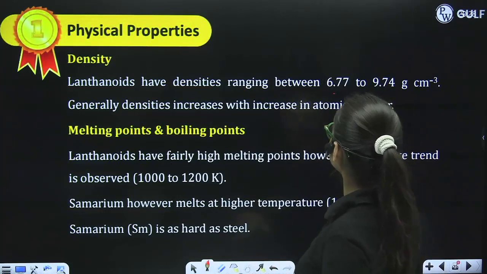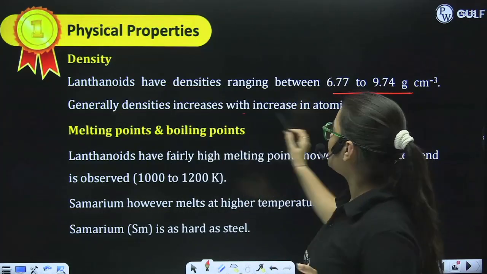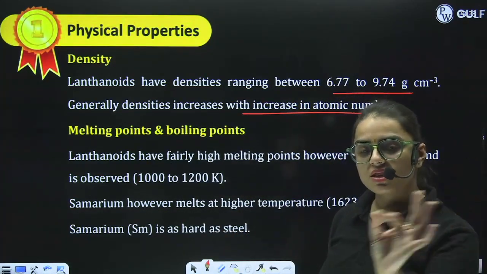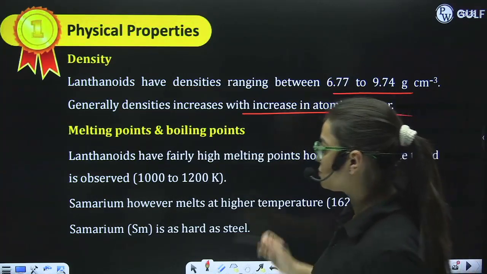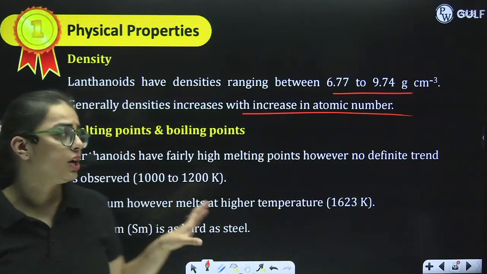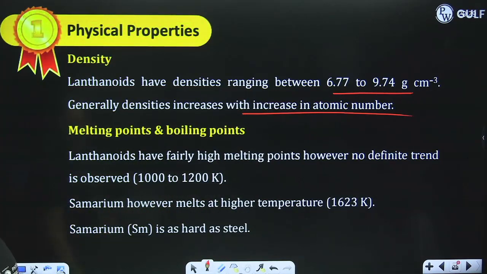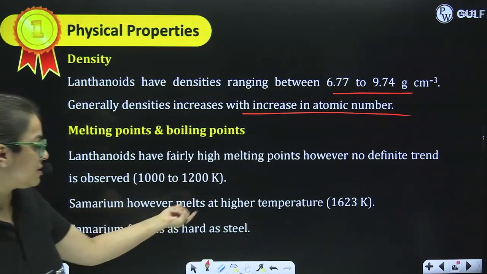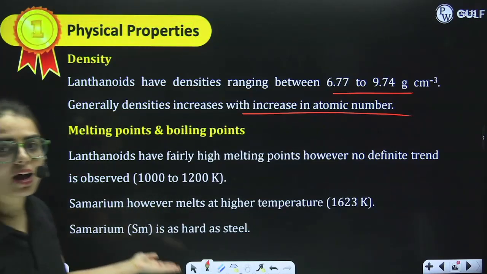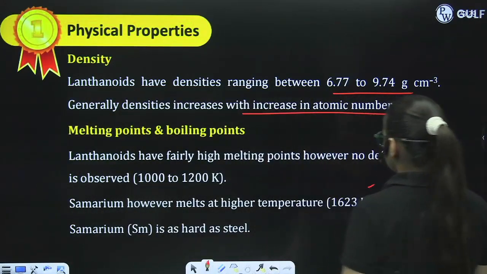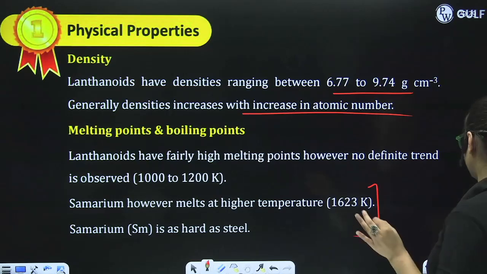Density, they have a density ranging between this value. Density generally increases with increasing atomic number. Just remember this thing. No need to learn the value. If I talk about the melting point and the boiling point, they have a higher melting point, okay? And if I talk about cerium, basically it melts at a higher temperature, and cerium is as hard as steel. So these are some of the exceptions that I've written over here so that you can learn them.